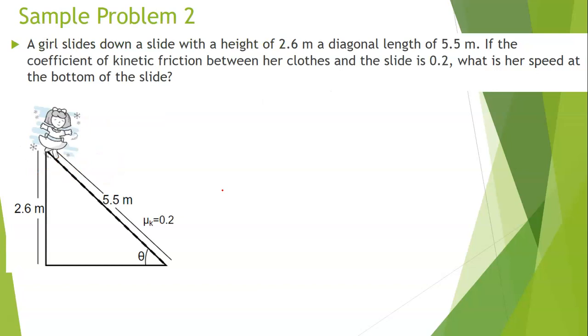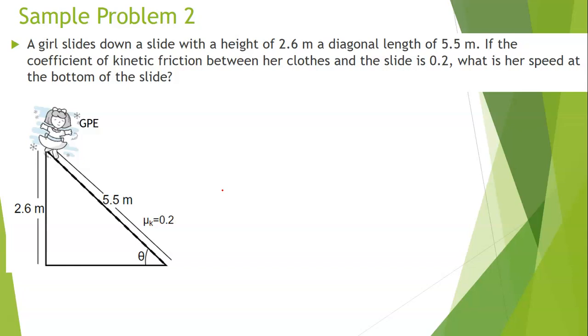So let's do a slide problem, which are pretty simple when you don't account for friction, but a bit more complicated when you have to account for friction. A girl slides down a slide with a height of 2.6 meters and a diagonal length of 5.5 meters. If the coefficient of kinetic friction between her clothes and the slide is 0.2, what is her speed at the bottom of the slide? So as always, we account for the types of energy.